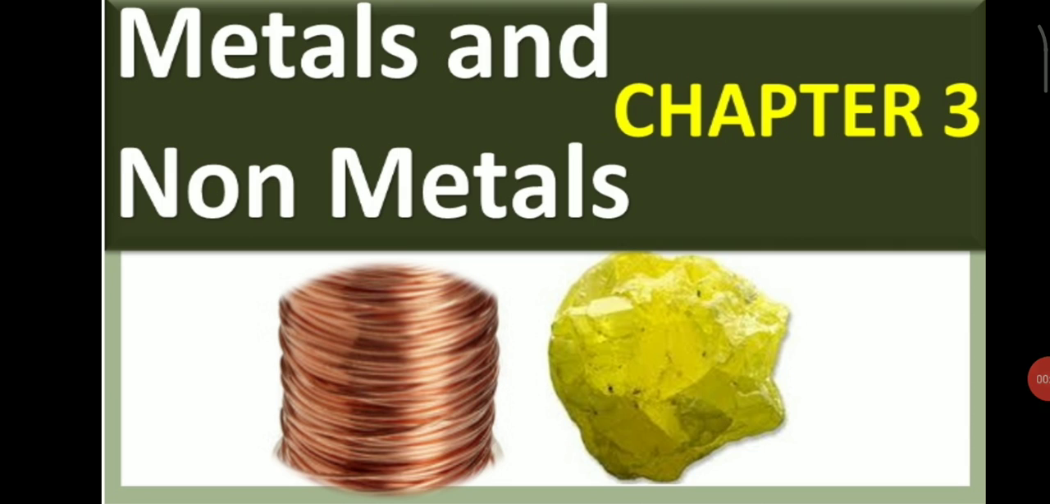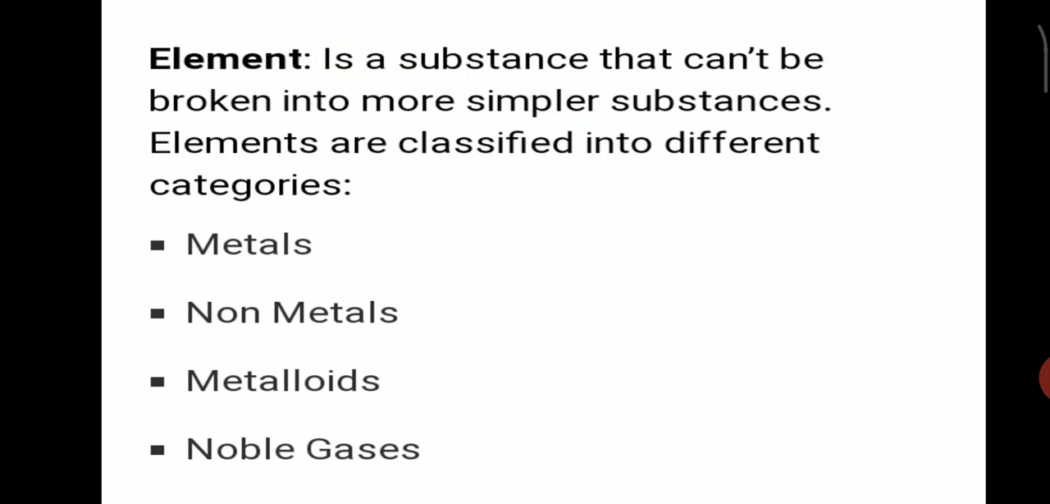Now we are going to start a new chapter, metals and nonmetals. All of you know that there are 118 elements known at present. There are similarities as well as differences in the properties of these elements. What is an element? An element is a substance that cannot be broken into simpler substances.